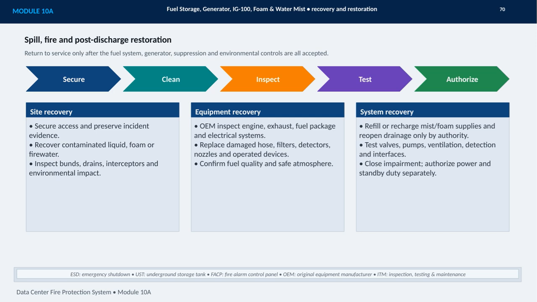Finally, restore system capacity by refilling or recharging foam and water mist supplies. Test valves, pumps, ventilation, detection, and interfaces. Close the impairment only through the proper process, and authorize power restoration separately from standby duty. Terms such as ESD, UST, FACP, OEM, and IDM define the key controls used throughout this work.